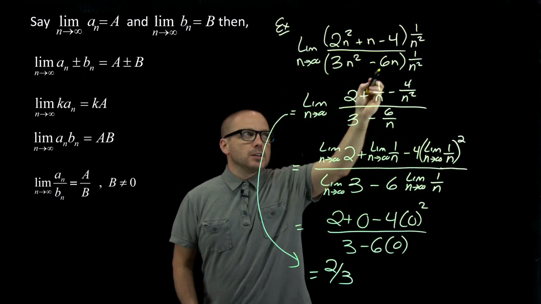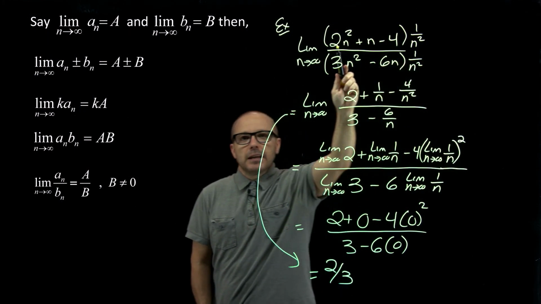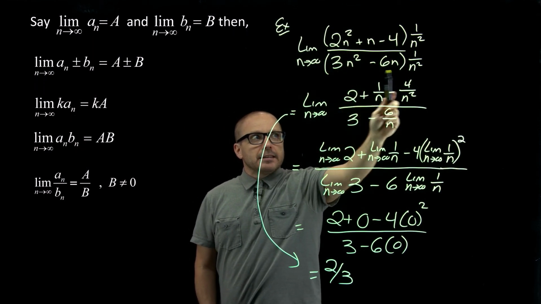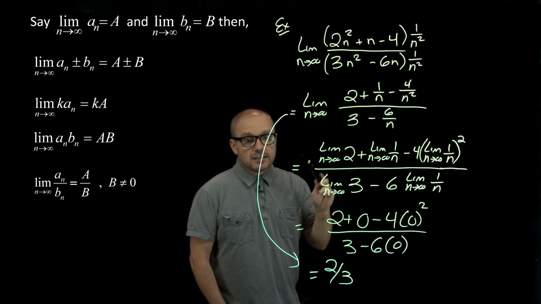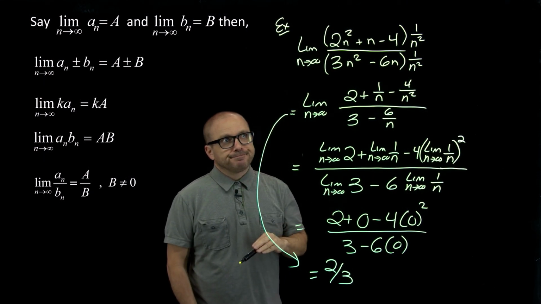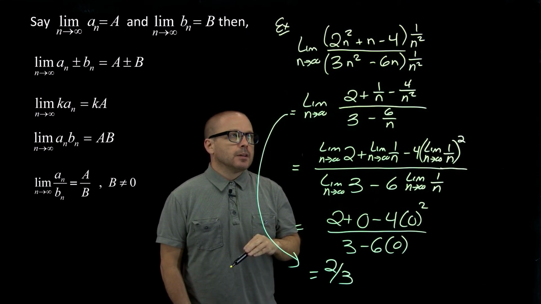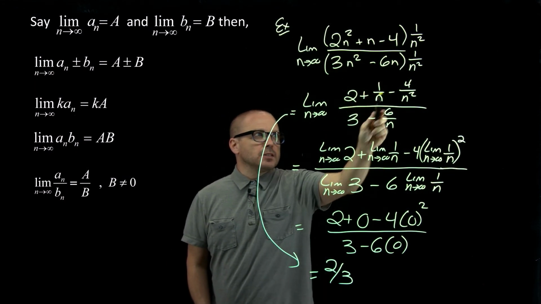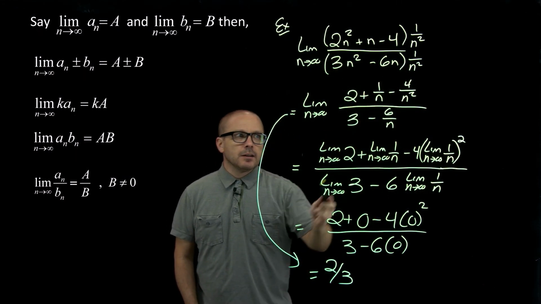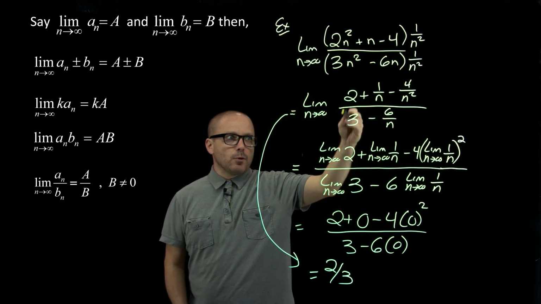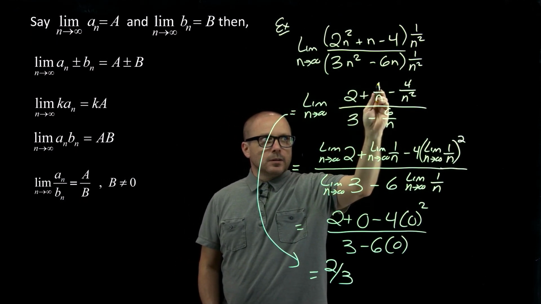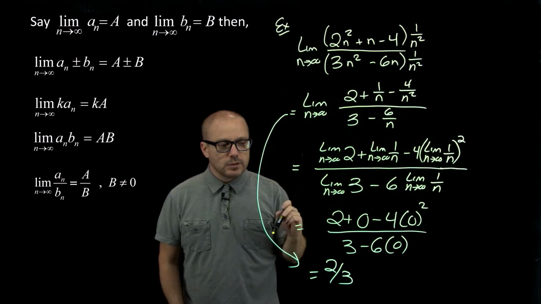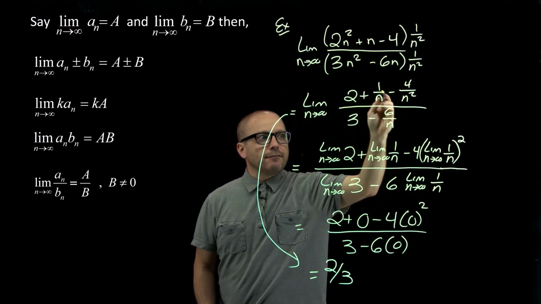I do want to see you divide out, though, because at the beginning here you've got this thing goes to positive infinity, this thing goes to positive infinity. That's an indeterminate form, so we don't know that that goes to 2/3. But once you've divided by n squared, now this becomes a determinate form because it's 2 plus 0, which is just 2, over 3 minus 0, which is 3. So I do want to see that first step.